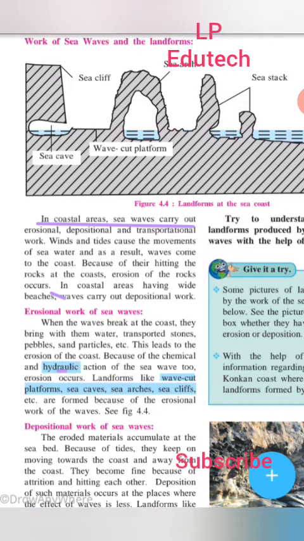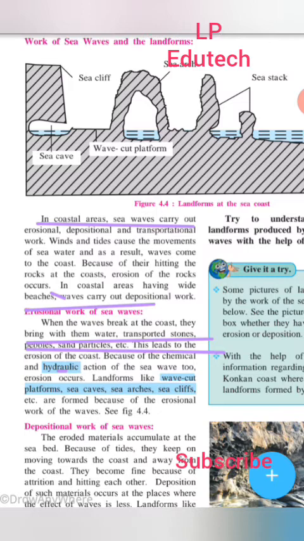Now let us see the next point, erosional work of sea waves. So here lies the point, erosional work of sea waves. When the waves break at the coast, they bring with them water, transported stones, pebbles, sand particles, etc. Remember the things which are brought by the waves. They bring with them an ample amount of water, transported stones, pebbles, small sand particles, etc. Now this leads to the erosion of the coast.